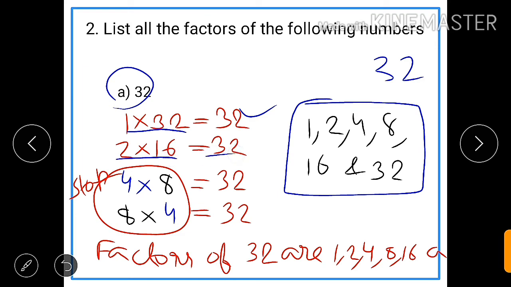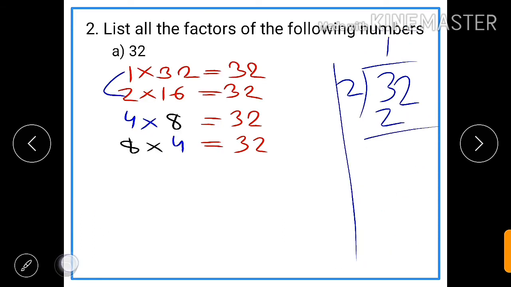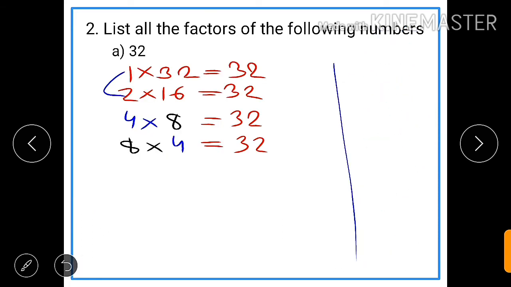If we don't know the multiplication tables well, then we will divide 32 by 2, and as a result we will get 2 ones are 2, and a remainder 1, and we will take this 2 down, so we will get 2 6s are 12. So as a result we have got 2 into 16, that is 32. Next number is 3. After 1 we get 2, next is 3.